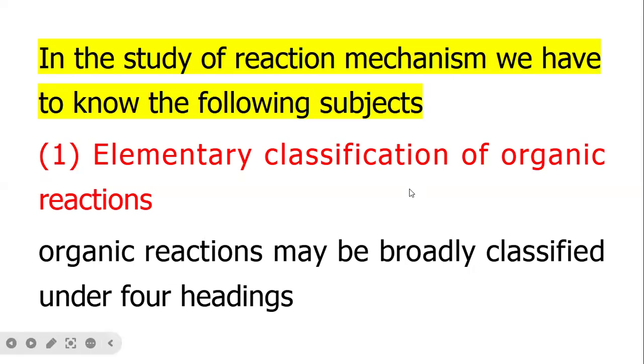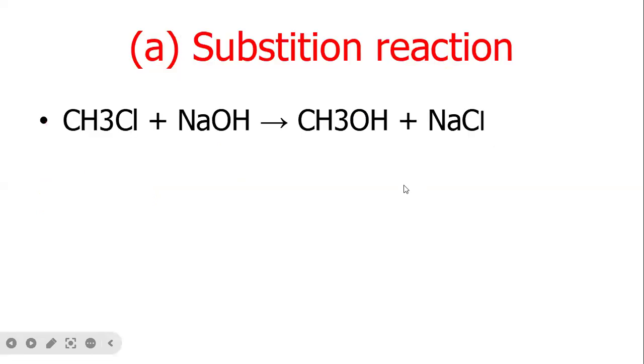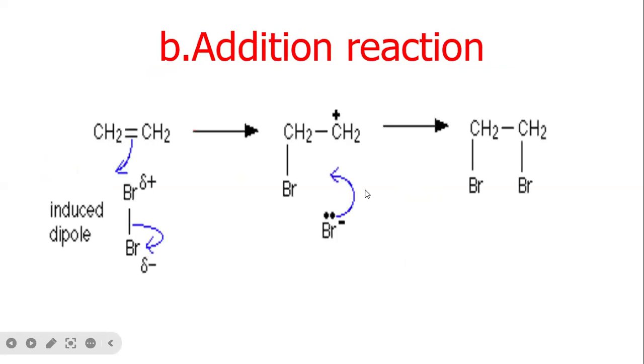Organic reactions may be broadly classified under four headings. Substitution reaction: methyl chloride reacts with sodium hydroxide, gives methanol and sodium chloride. Addition reaction: another substrate is added on the substrate. For example, ethene has added bromine. It is the addition reaction of bromine.